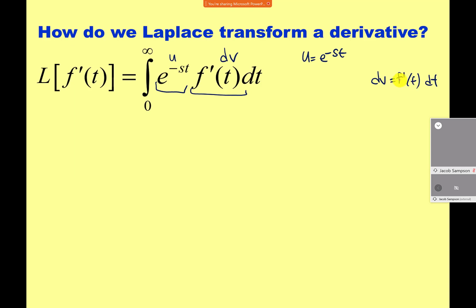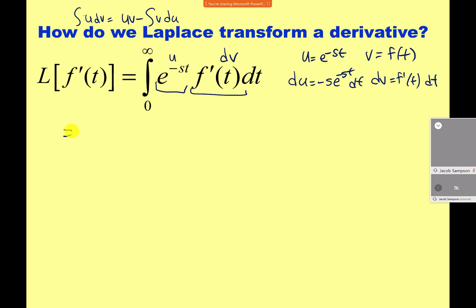Okay, so now we need to figure out the v and the du, and remember our integration by parts formula. If I integrate that, v is just f of t, and if I differentiate that, du would be negative s e to the minus st dt. If we remember our integration by parts formula, I'm going to put it up at the top here. Remember, when we integrate u dv, it's uv minus the integral of v du. Okay, so I just need to now apply that.